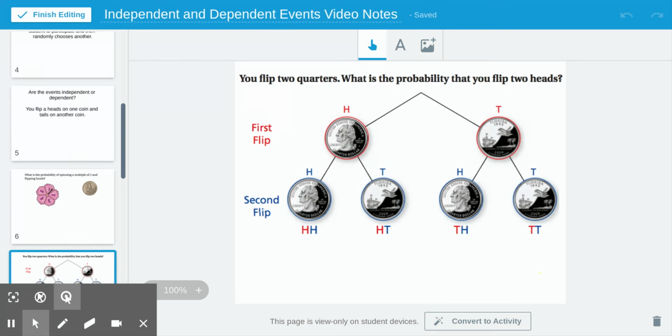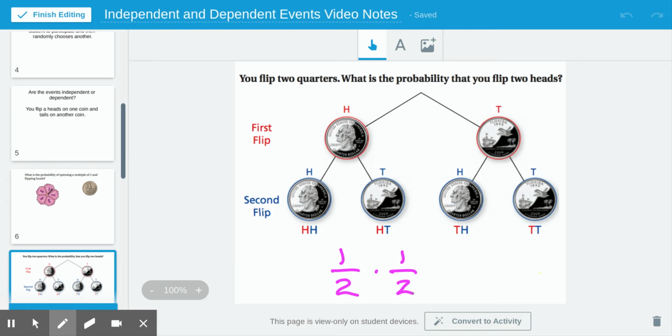For this next example, we're flipping 2 quarters. We have a tree diagram set up for us, so that'll help out a little bit when we find our probability. We want to know what the probability of flipping 2 heads would be. The probability that we get heads on the first coin would be 1 out of 2. And then the probability that we get heads on the second coin is also 1 out of 2 because the first thing doesn't affect the second one. So when we multiply that, we would get 1 out of 4. And because we have this tree diagram, there are 4 total outcomes, and one of those 4 represents getting 2 heads. So that's another way to see that our probability of 2 heads would be 1/4.